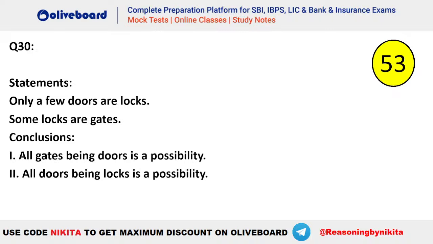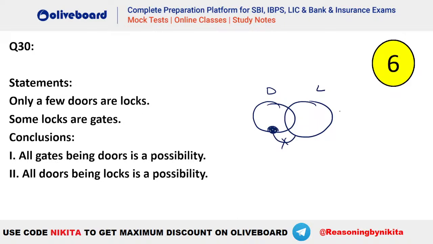So we have a question based on syllogisms. Okay, let's try this one. Okay, Lakshmita says it should be only one. Mayank also only one. Hemant also only one. Okay, let's try this out. Okay, let's draw the first diagram. Only a few doors are locks. That means some doors are locks and some doors are not locks. Okay, this is the diagram for the first statement here.